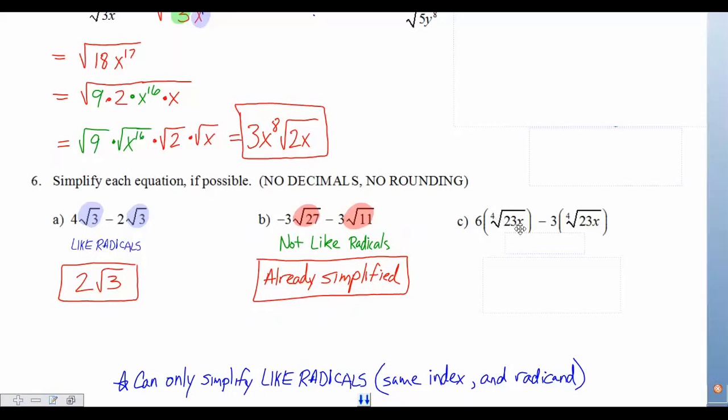So I'm going to leave C to you. Take a look at that problem. Check your answer, either online or with Mrs. Regal. See if you can figure out whether those are like radicals or not. If they are, combine them together. If they're not, tell me it's already simplified.